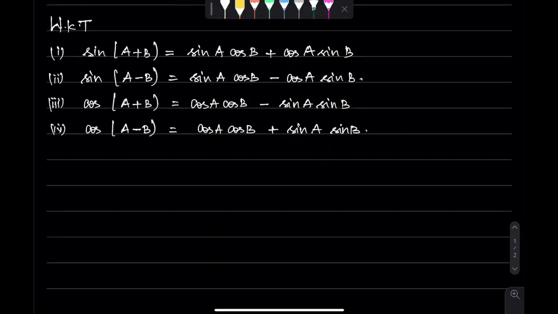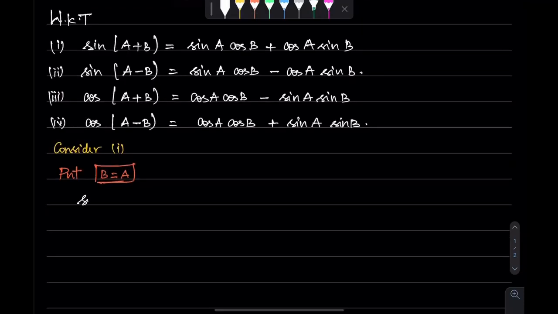Let us consider the first one. You put b is equal to a. So what do we get, children? The first one, if I use this, I get a plus a is equal to sin a cos a plus cos a sin a.